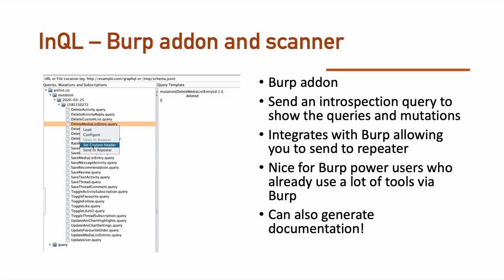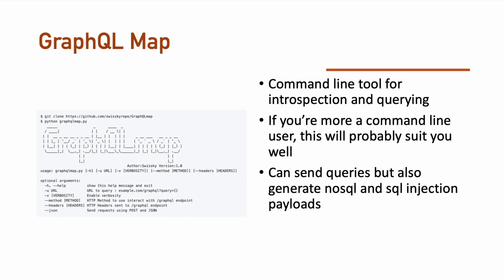We have InQL, which is a Burp add-on, which, if you're more used to a Burp workflow, might work quite nicely for you. You can send an introspection query, and then it will show in this Burp interface all of the queries and all of the mutations. It integrates with Burp and sends stuff to Repeater. If you already use quite a lot of tools in Burp and you're quite confident in it, you probably want to just use this, because you can just use Burp as you already do. You can also generate documentation for it. If you don't really like how GraphQL Voyager looks, then this might be better suited for you.